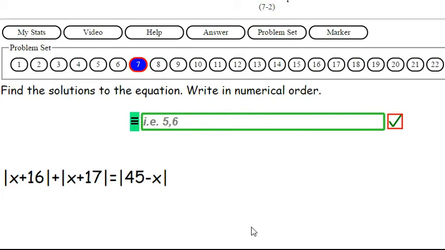Alright, so we got the absolute value of x plus 16 plus the absolute value of x plus 17 is equal to the absolute value of 45 minus x. Alright. So let's move over to the whiteboard. Okay, did you get all that? Absolute value of x plus 16.